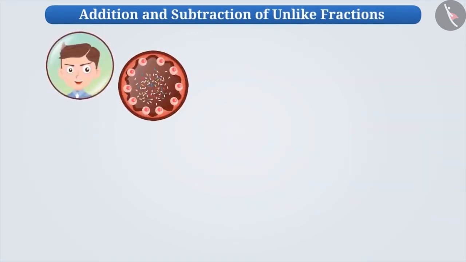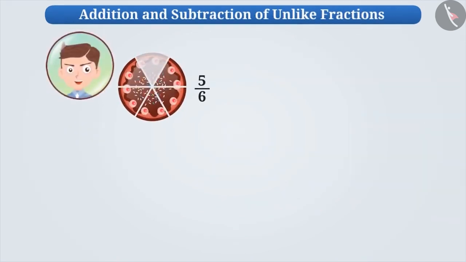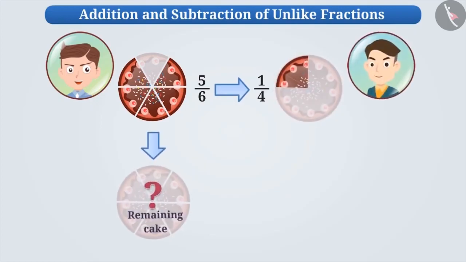Now, suppose you have 5 by 6 parts of a cake, out of which you have to give 1 by 4 parts of cake to your friend. How will you find the remaining part of cake? In order to find this, we need to subtract 1 by 4 from 5 by 6. Let us learn how to do this.